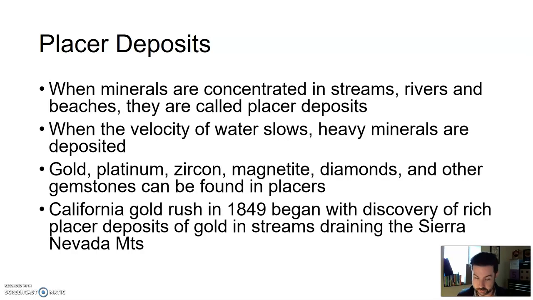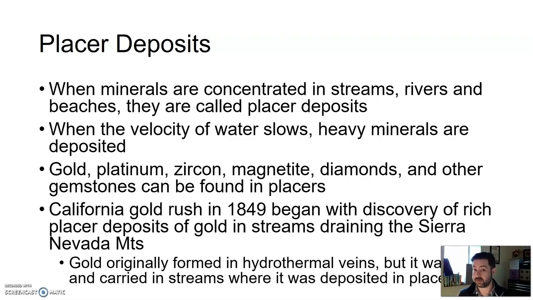The California gold rush. When most people think of mining for gold, they think of old miners in a stream with a pan, shaking this pan of stuff looking for gold. That's placer mining. They are digging through stream or river sediment to look for, in this case, gold. The California gold rush in 1849 began with the discovery of rich placer deposits of gold in streams draining the Sierra Nevada mountains. Now, the gold originally formed in hydrothermal veins, but it was eroded and carried in streams where it was deposited in placer deposits.